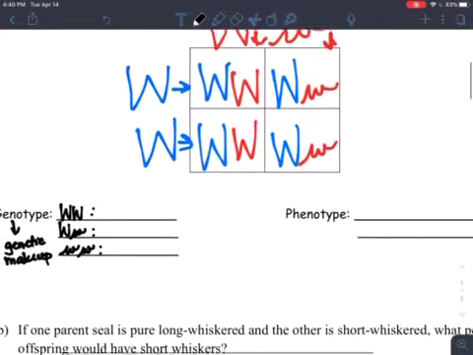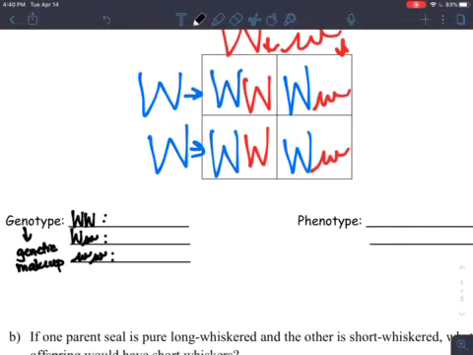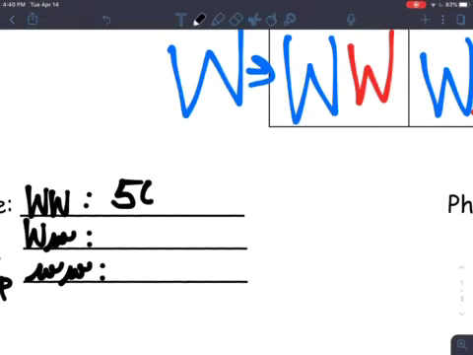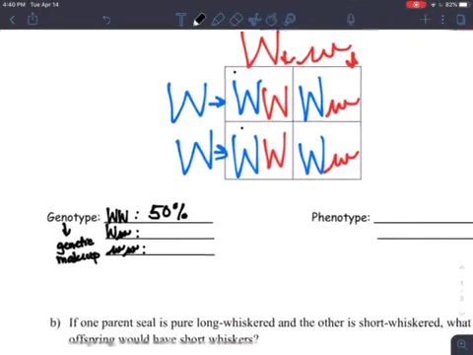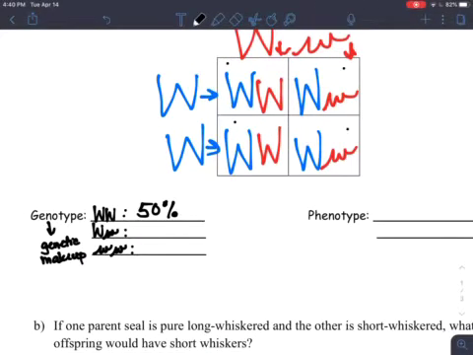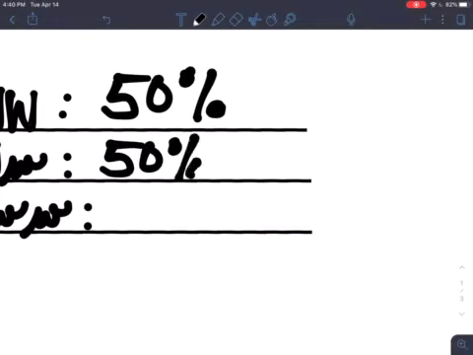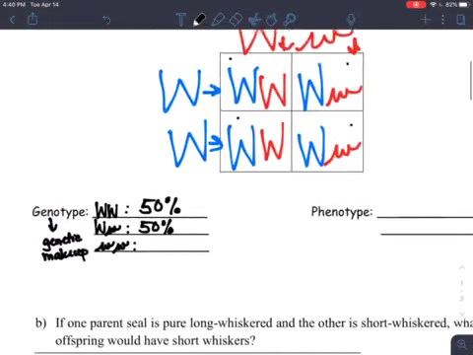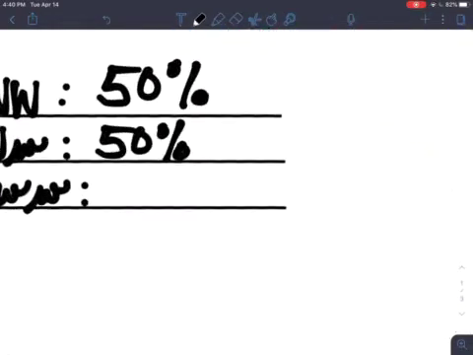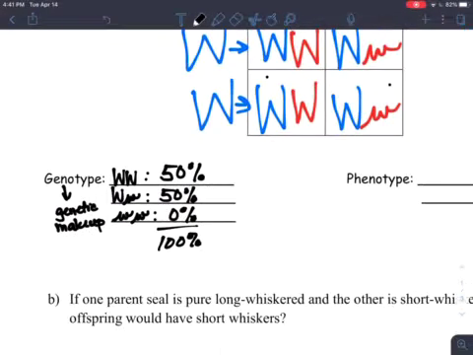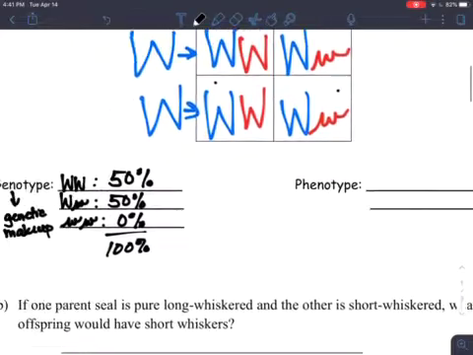Now, I go up and I look at my box, and I see how many boxes do I have with 2 capital W's in it. I have 1, 2 out of 4 boxes, which means that my big, big is 50%. Then I look over and I see that I have 1, 2 boxes that are big, little, which means that I have 50%. And I have 0 boxes that have little, little, which makes that 0%. And remember that this always adds up to 100%. If it does not, you need to go back and check your work.